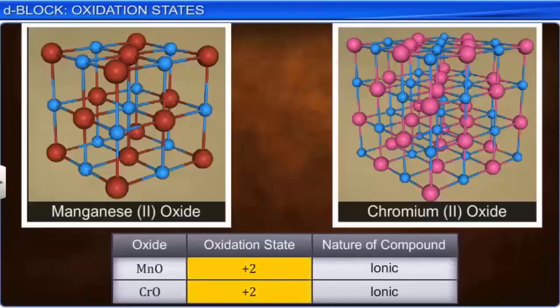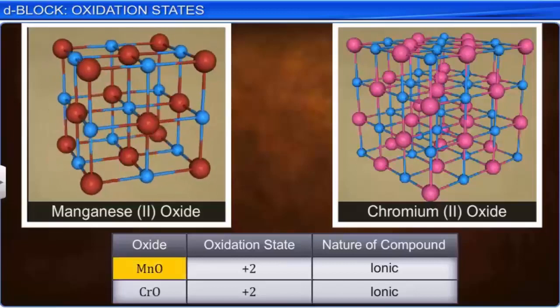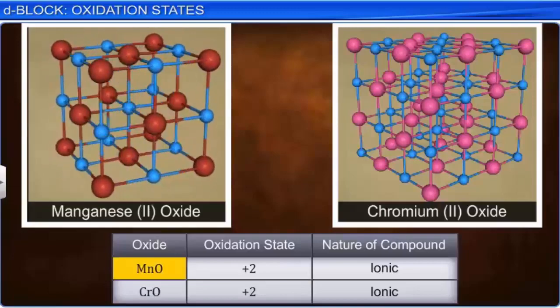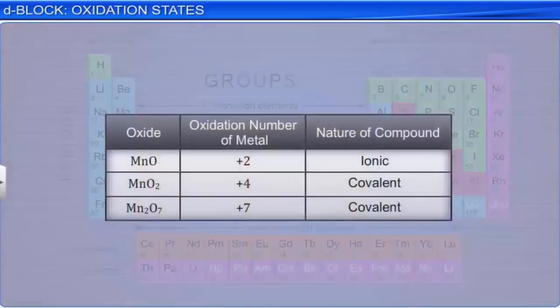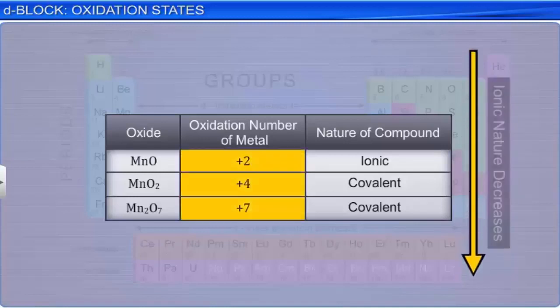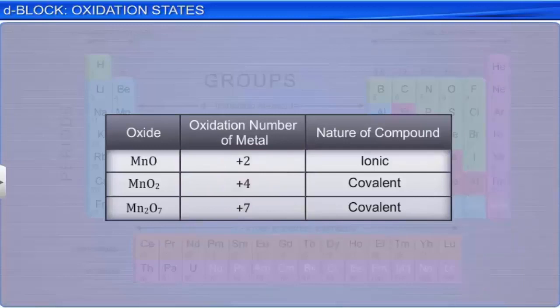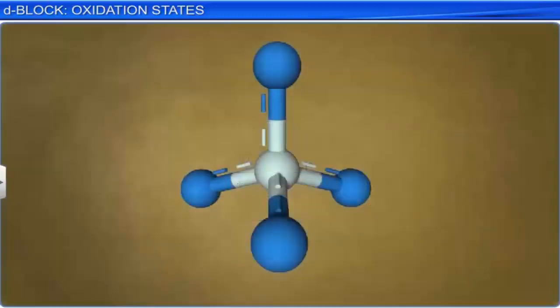In their lower oxidizing states, these elements form ionic compounds. For example, manganese 2 oxide and chromium 2 oxide are ionic in nature. The tendency to form ionic compounds decreases with an increase in the oxidation number of the metal. Higher oxidation states give rise to covalent compounds.